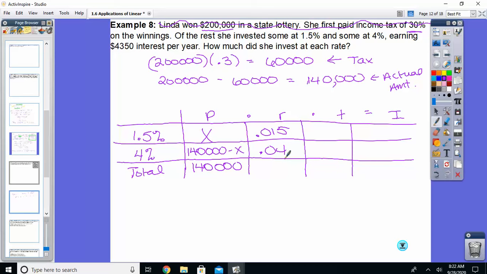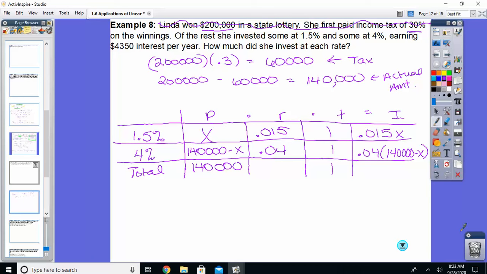We're talking about interest per year, so my time would be 1 year. Okay? Now we can just use our formula. To get the interest, we're just multiplying principal times rate times time. So we have the 0.015x, the 0.04 times 140,000 minus x. Now the last one, since I don't have that rate, I can't just multiply it.